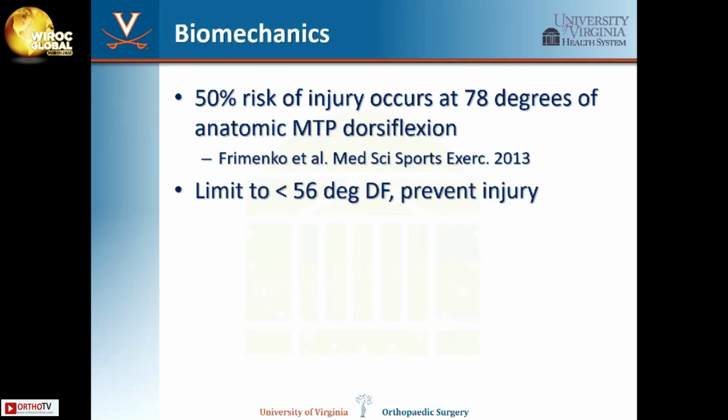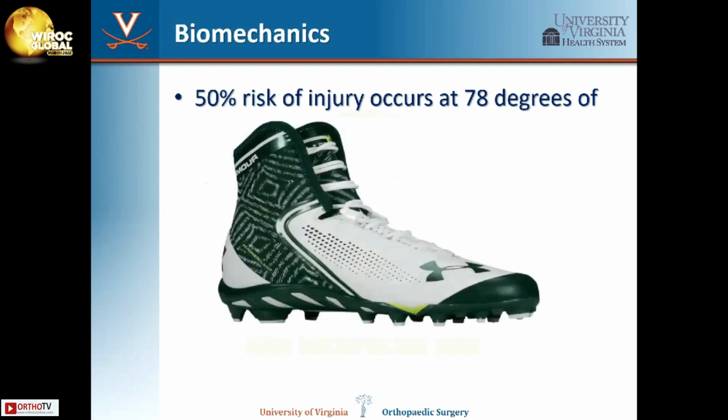Biomechanics, this was a study done at our biomechanical lab here at the University of Virginia. It found a 50% risk of injury occurs at 78 degrees of anatomic MTP dorsiflexion. And they also found that if you could limit that dorsiflexion to 56 degrees, you could prevent a high percentage of these injuries. And the idea behind that study was to lead to shoe wear advances to try to make shoes that prevented that exceeding 56 degrees.